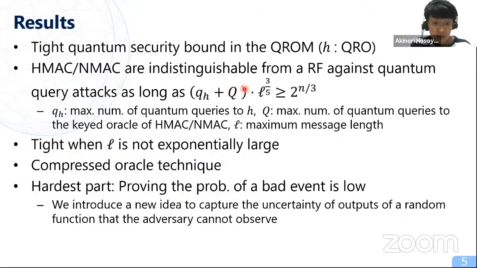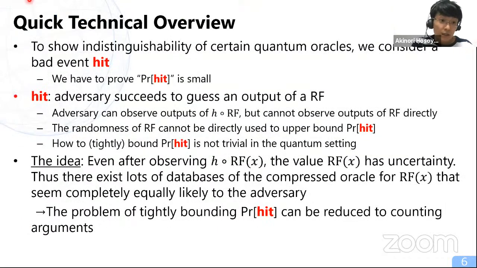And to prove this tight quantum security bound, we use the compressed oracle technique. And in our proof, the hardest part is to prove the probability of a bad event is very low. And to show this hardest part, we introduce a new idea to capture the uncertainty of outputs of a random function that the adversary cannot observe. This is our results. And this is a quick technical overview.